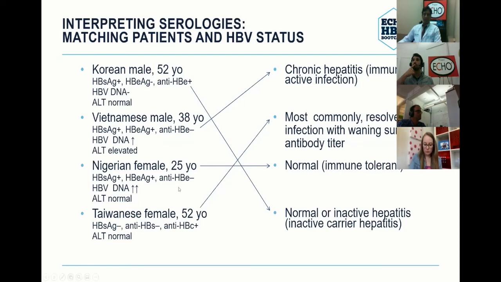The next scenario, this is a 25-year-old Nigerian woman. She has hepatitis B surface antigen positive, E antigen is positive, E antibody is negative, hepatitis B DNA is definitely elevated, more than 20,000 international units. However, this patient has ALT in the normal range. So this patient is clearly in the immunotolerant phase, okay?